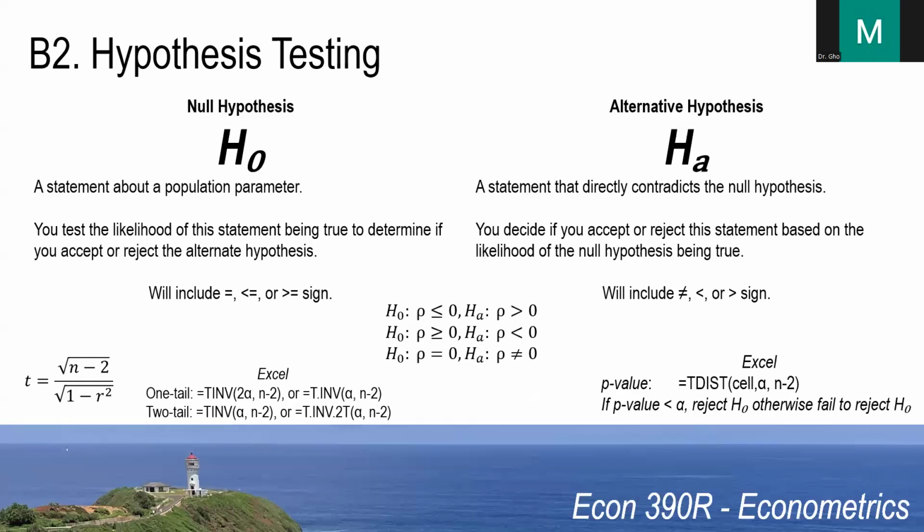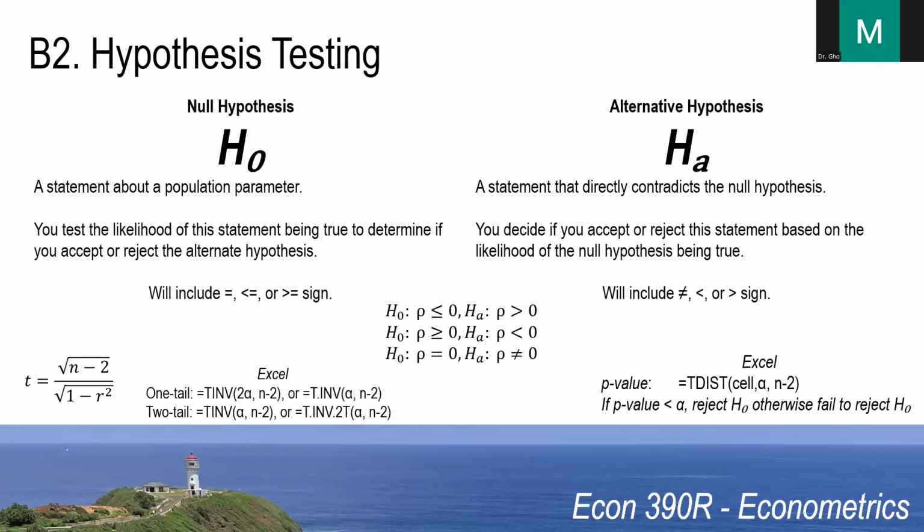Alternative hypothesis, you tend to see not equal, less than, or greater than. You don't have the equality portions that you look at in the null hypothesis. And there's a couple formulas. You can do a 1-tail or 2-tail.